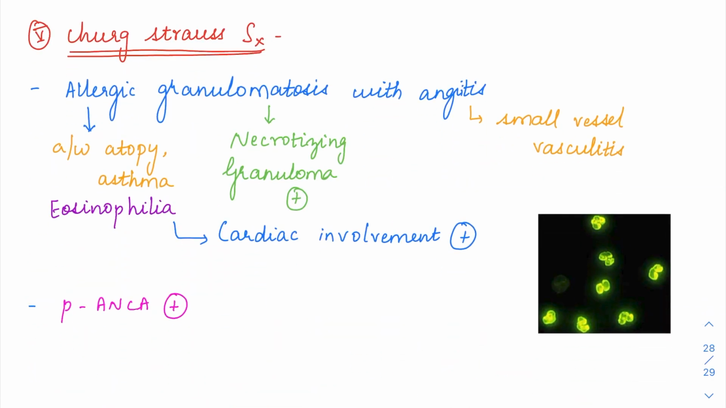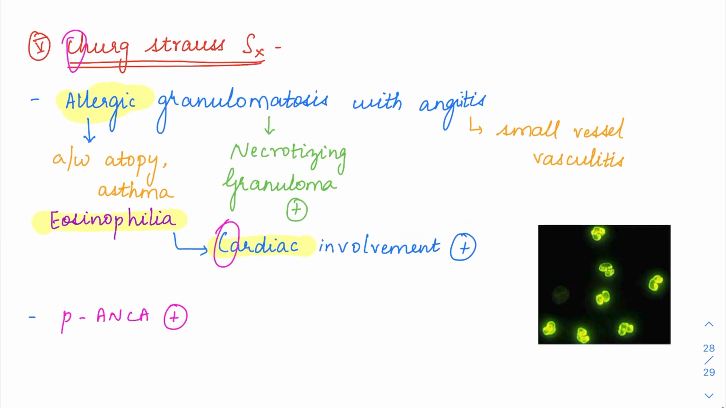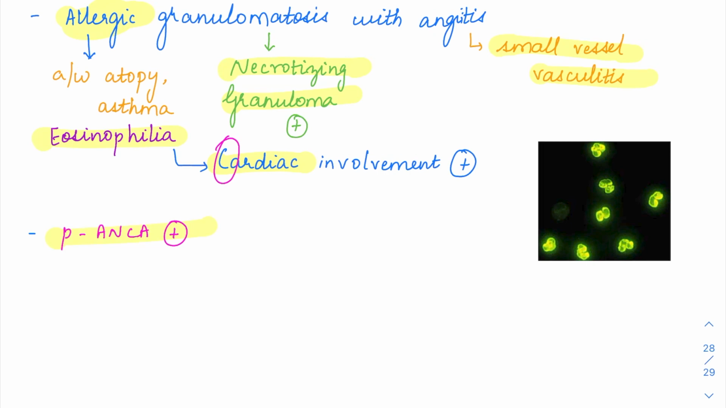So the next small vessel vasculitis will be Churg-Strauss syndrome, which is also called allergic granulomatosis with angiitis. So the previous name was Churg-Strauss syndrome. The current name is allergic granulomatosis with angiitis. So as the name suggests, it is going to be same as Wegener's only, but allergy will be present. It is associated with allergy. So whenever allergy is there, there is going to be eosinophilia, atopy, asthma relation. So when eosinophilia is present, it usually leads to fibrosis. And when this eosinophilia is there, it tends to deposit in the heart also. So cardiac involvement will be present in Churg-Strauss. So C for C, you can remember cardiac involvement can be seen in Churg-Strauss syndrome. Other than that, like Wegener's granulomatosis, it is also going to have necrotizing granulomas, and angiitis stands for small vessel vasculitis. But here the ANCA which is associated will be P-ANCA.